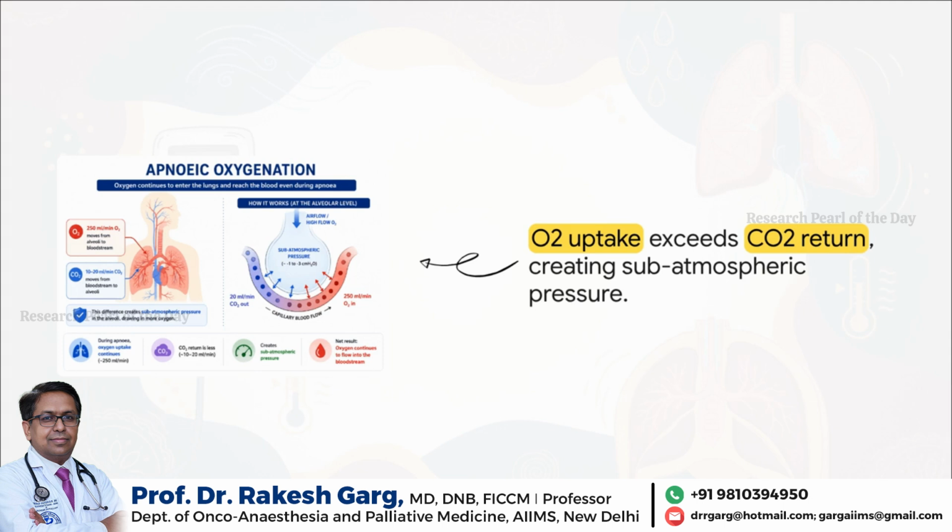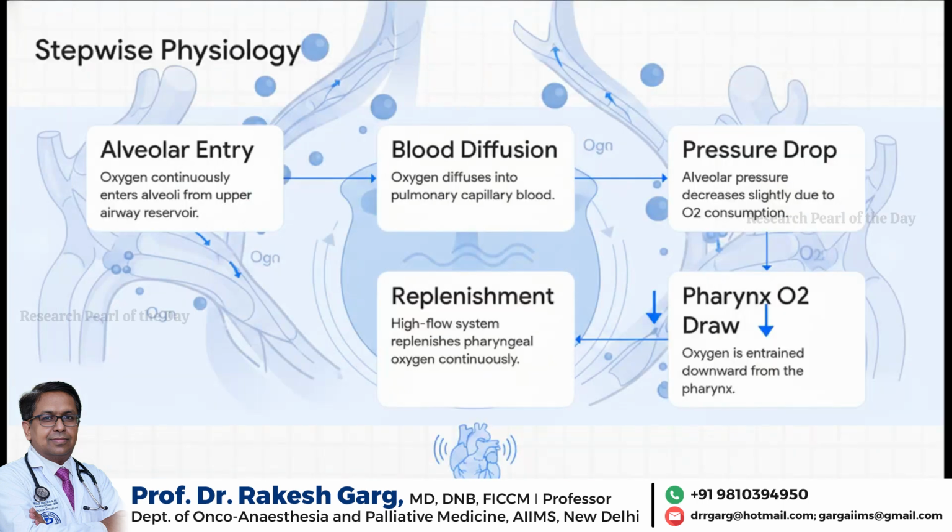This huge discrepancy creates a subatmospheric vacuum. It's literally a negative pressure inside the lungs that continuously sucks fresh oxygen inward. So this all unfolds in a really distinct cascade. First, as oxygen diffuses from the alveoli into the blood, that little drop in pressure physically pulls more oxygen down from the pharynx. And here's where HFNO steps up to the plate.